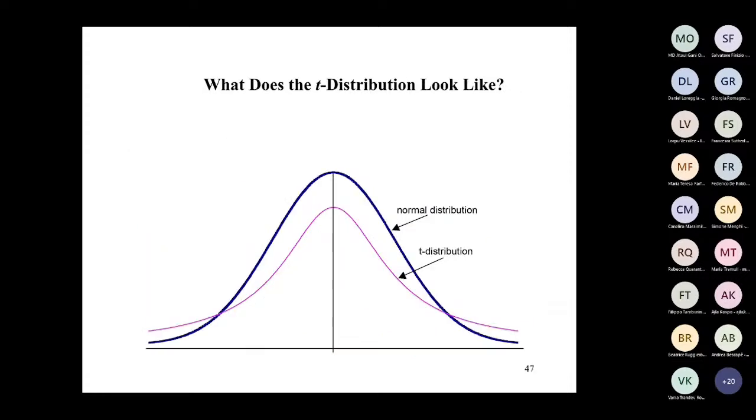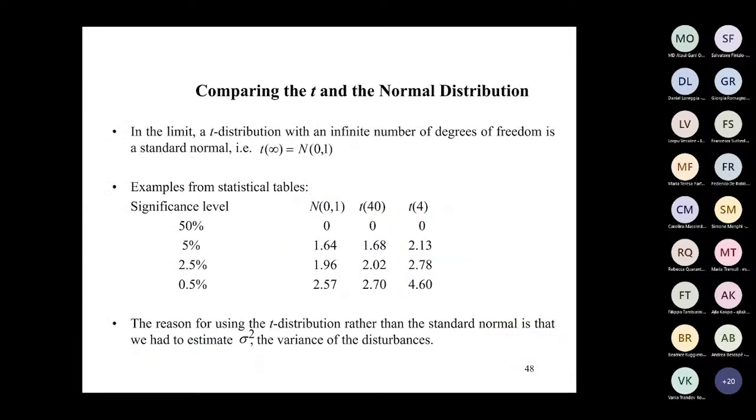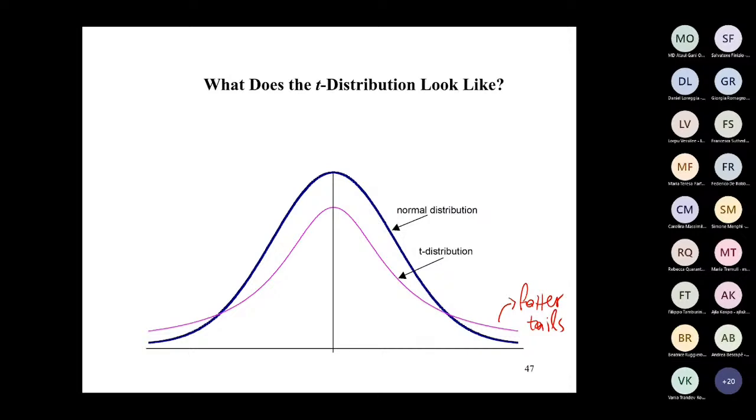Okay, so what's the difference between the normal and the t? The t, you can see, has fatter tails. So one important difference between the t and the normal is the fact that the t has fatter tails. Okay, fatter tails means what? Could somebody help me? What does fatter tails mean?